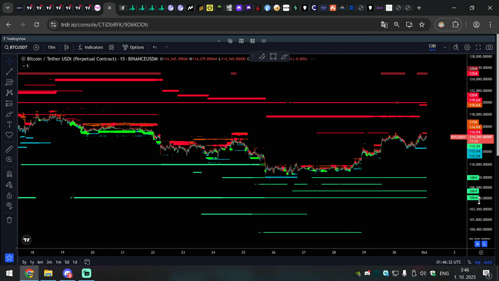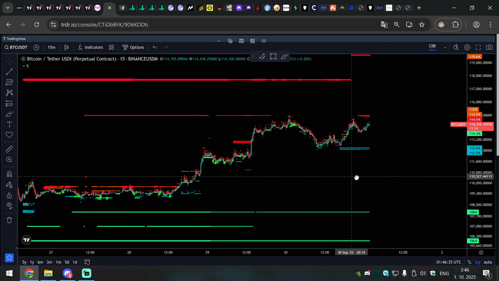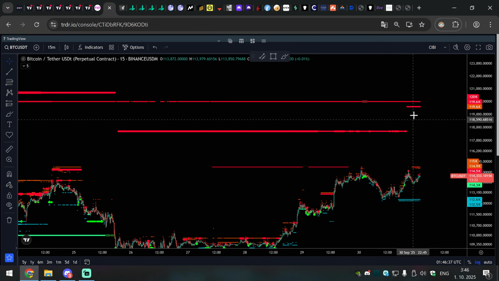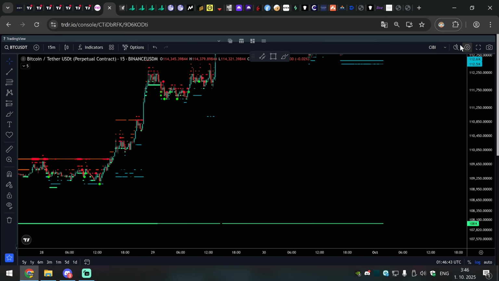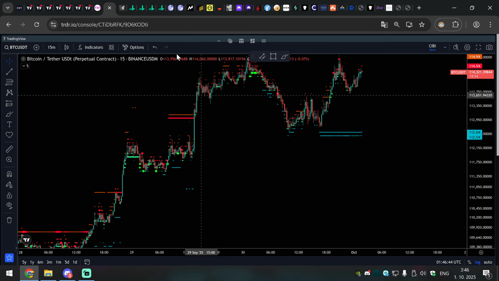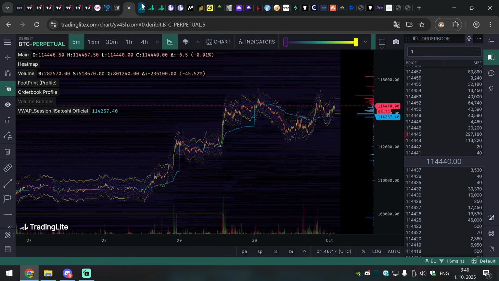What are whales trying to do? Whales lurking at 120, 119,600. Yes, this is the area of interest. They are also putting orders here. This is more like short term.